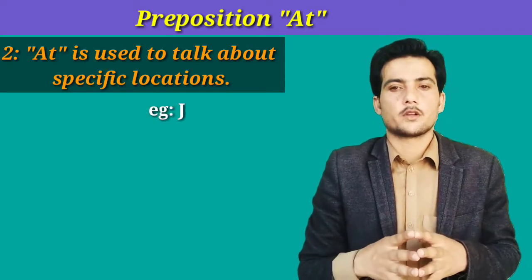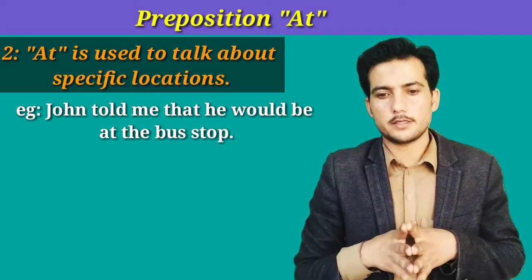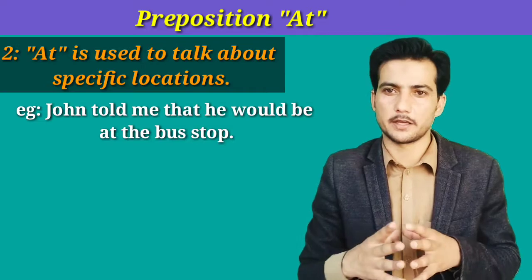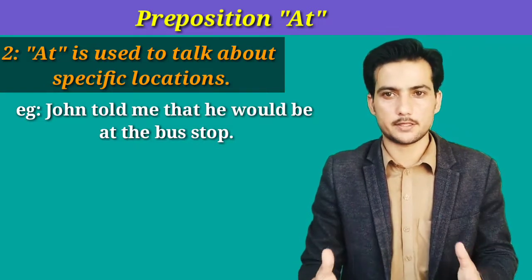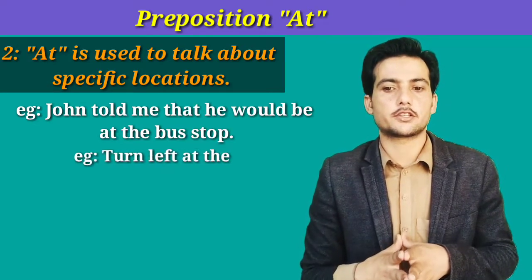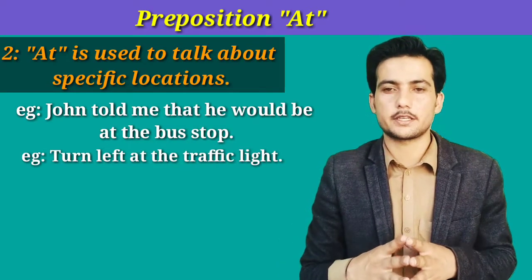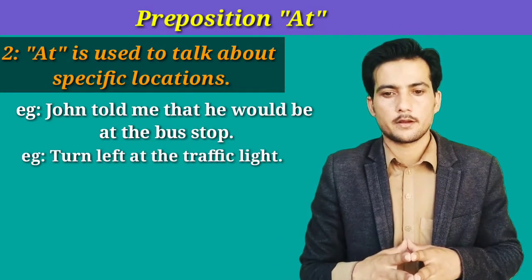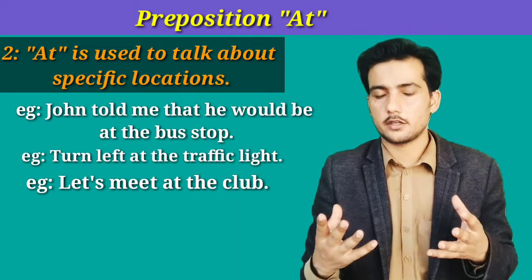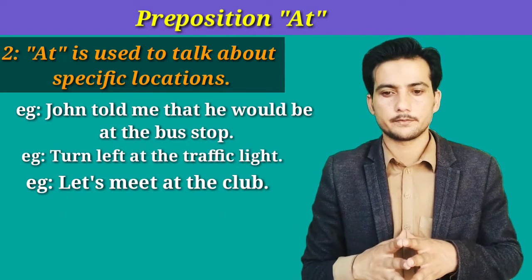For example, John told me that he would be at the bus stop. You can see again, we used the preposition before a specific place. He would be here at the bus stop. It is a specific place. Turn left at the traffic light. Turn left where? At the traffic light. It is a specific place. Let's meet at the club. At the club is again a specific place.